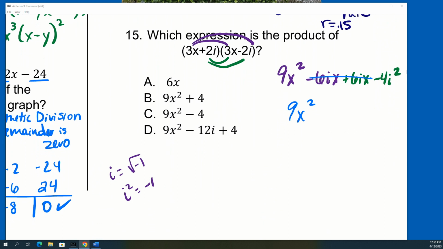And then do you guys remember what -4i squared is? Somebody did remember this fourth period. I was pretty pumped. -4i squared is just 4. Because i squared is -1. So the i squared just changes the sign of the number in front of it and disappears. So the answer is B.